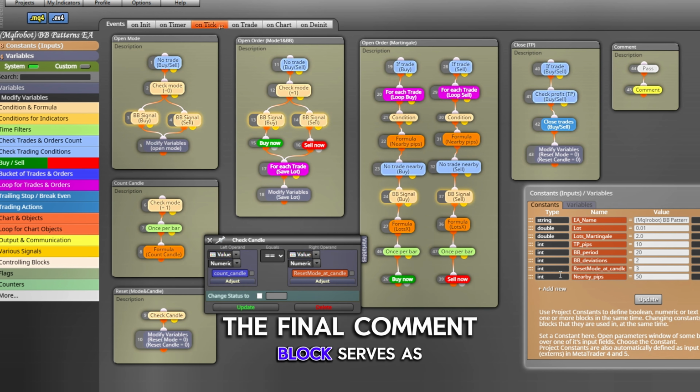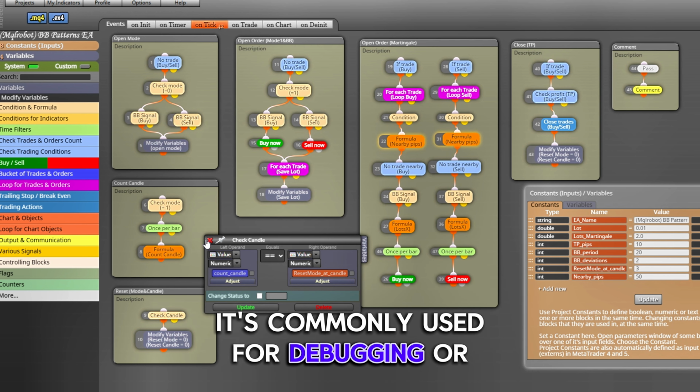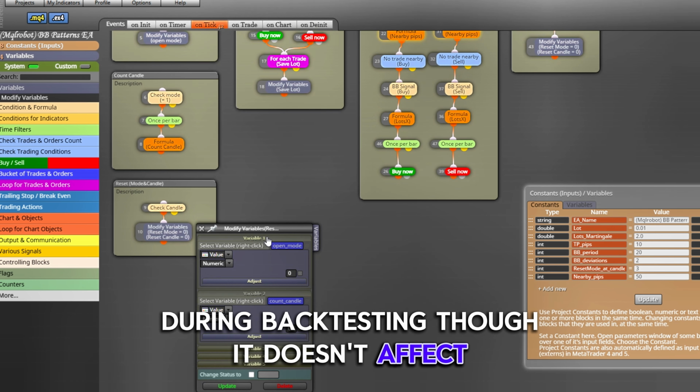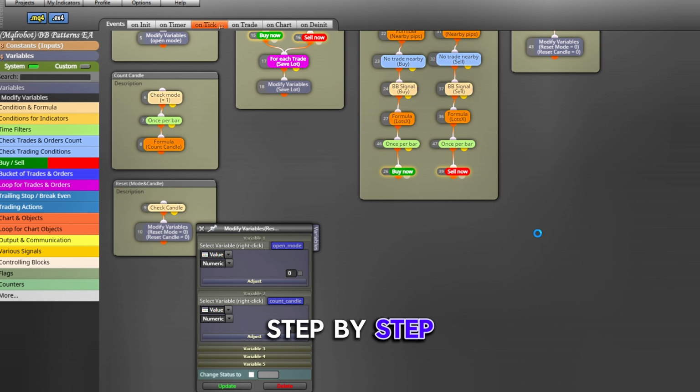The final comment block serves as an annotation or marker. It's commonly used for debugging or visual hints during backtesting. Though it doesn't affect trade logic, it's helpful when analyzing the EA's behavior step by step.